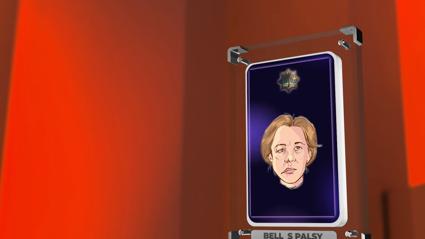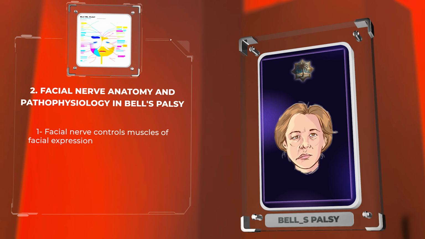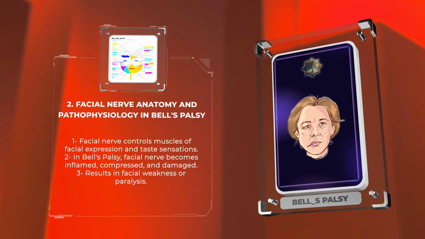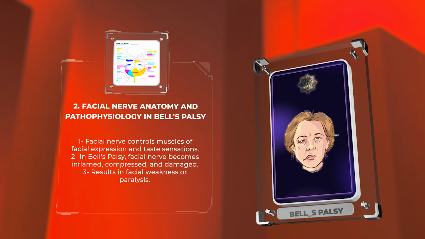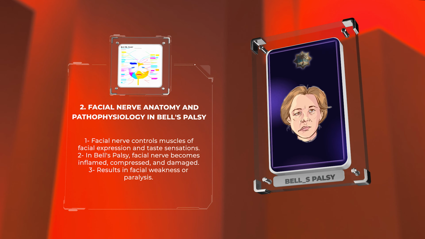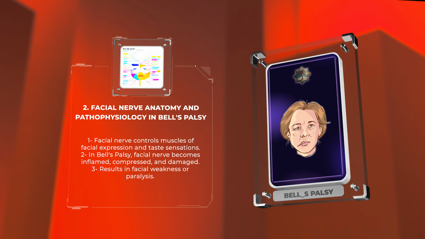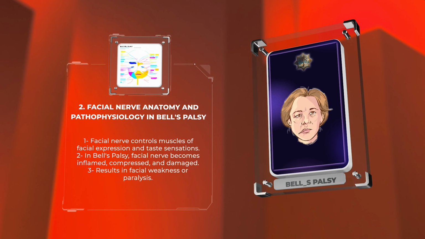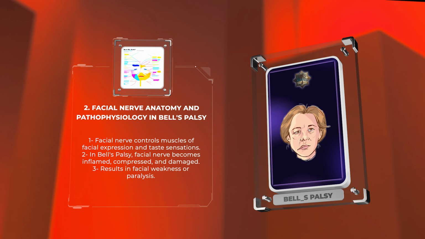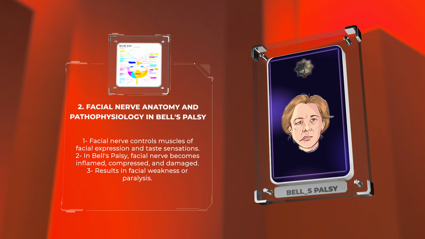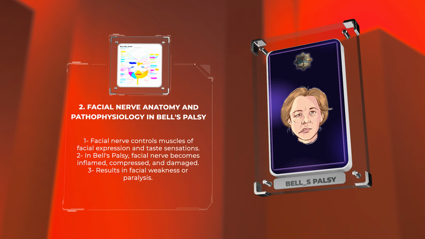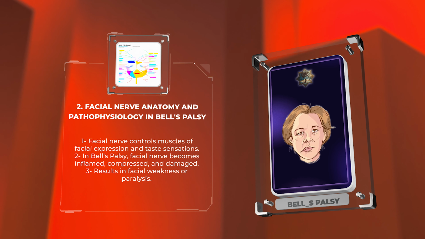To understand Bell's palsy, it is important to have a basic understanding of the anatomy and function of the facial nerve. The facial nerve controls the muscles of facial expression and also carries taste sensations from the anterior two-thirds of the tongue. It innervates various muscles, including the orbicularis oculi, orbicularis oris, and zygomaticus muscles. In Bell's palsy, the facial nerve becomes inflamed, leading to compression and subsequent damage to the nerve fibers. This results in the characteristic facial weakness or paralysis seen in Bell's palsy patients.